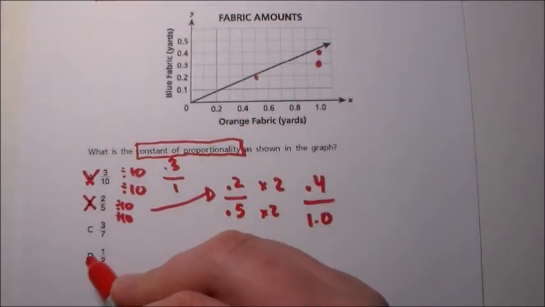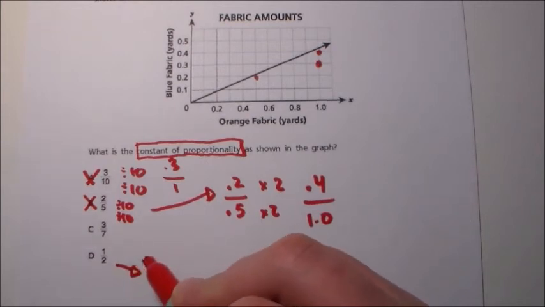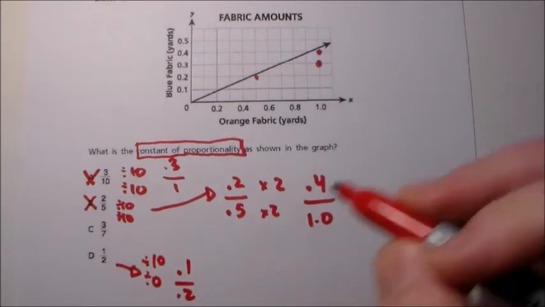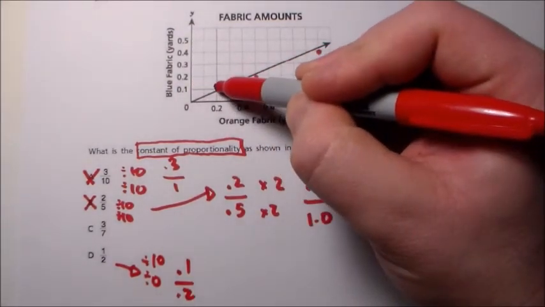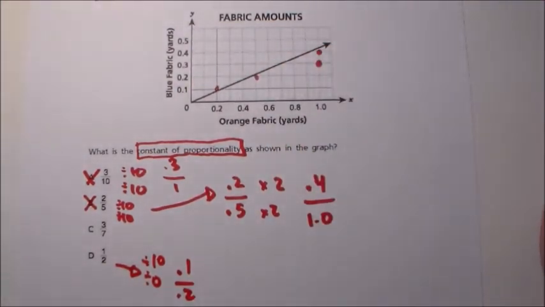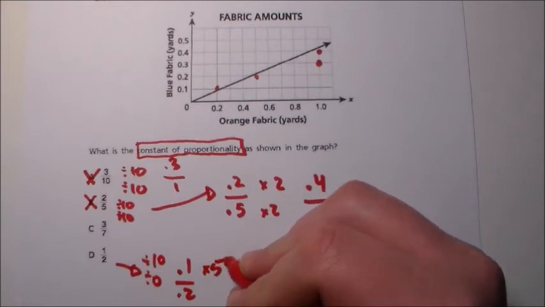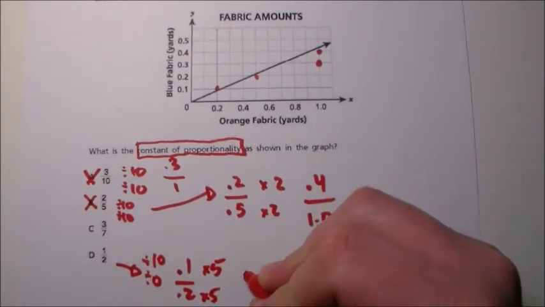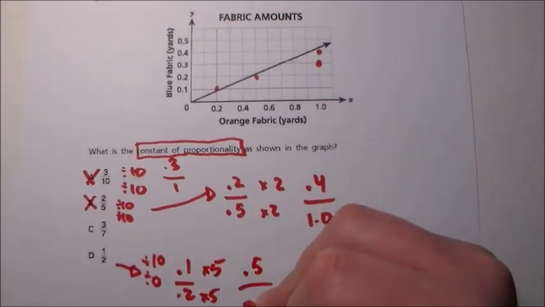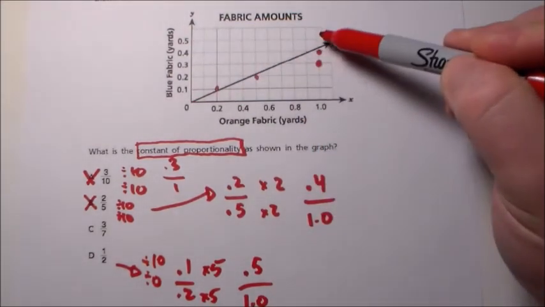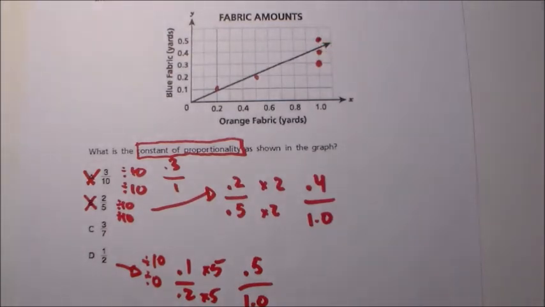Let's go to D. D, if we divide by 10 on the top and the bottom, we get 0.1 over 0.2. So we rise 0.1 and we run 0.2. And again, that looks close, but it's not quite right. For example, if we multiply the top and the bottom by 5, we would get 0.5 over 1.0. And if we do that, rise 0.5, run 1.0, we'll see again, it's not right on the line.